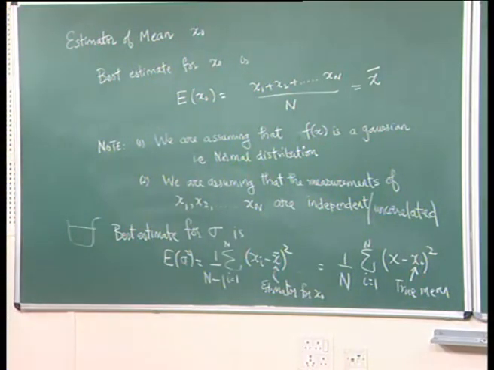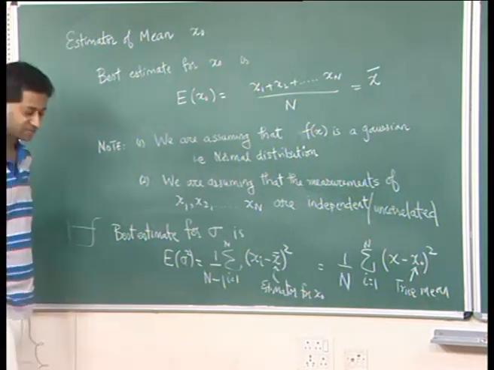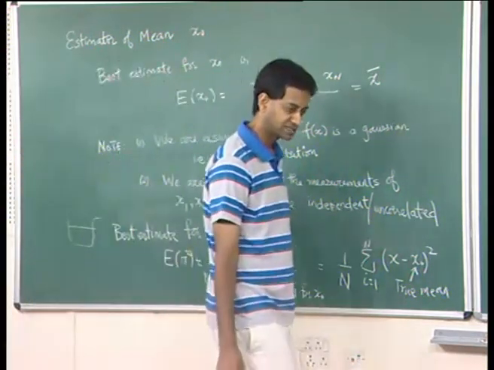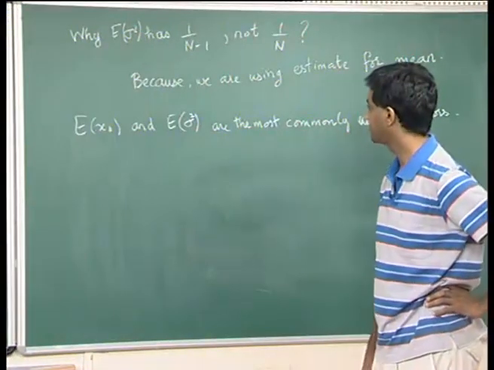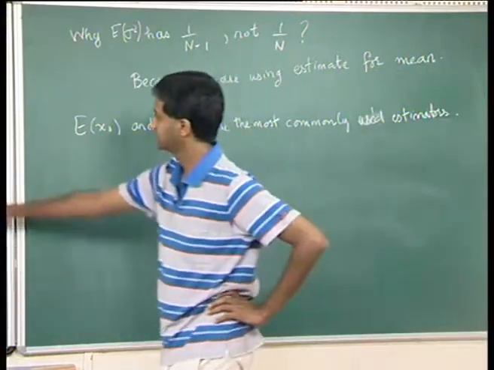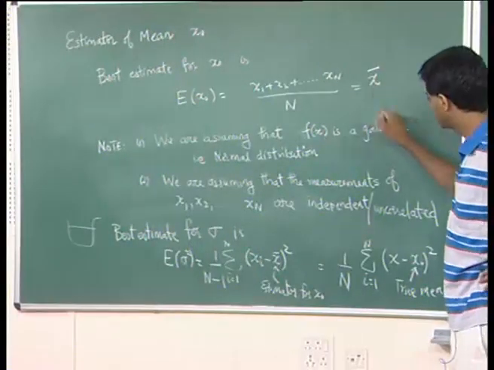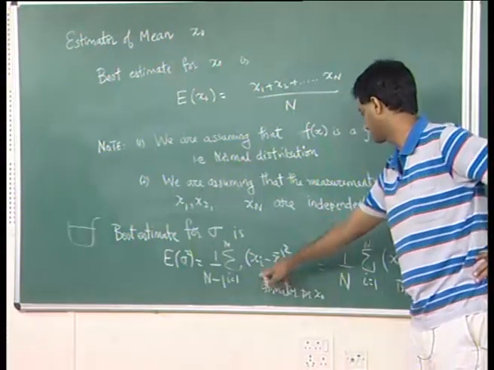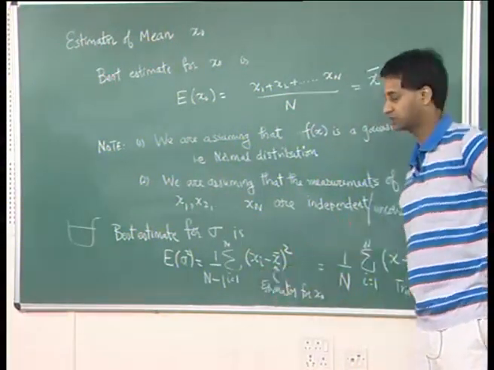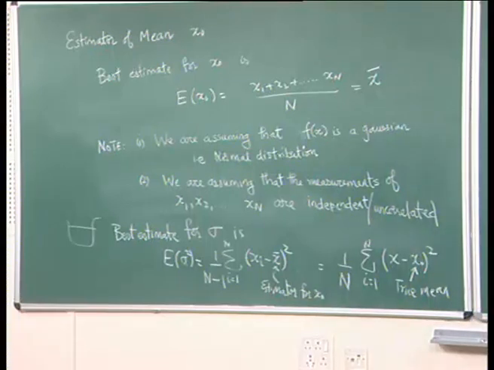So how do you use this? The way you use this is very simple. If somebody asks you what is your measured value, you say the best guess for the measured value is this average. If somebody asks you what is the variance, you say the best estimate for the variance is this. That's how these quantities are used.